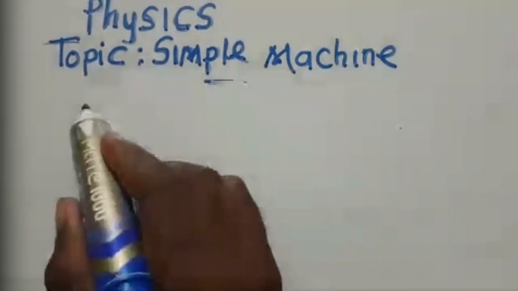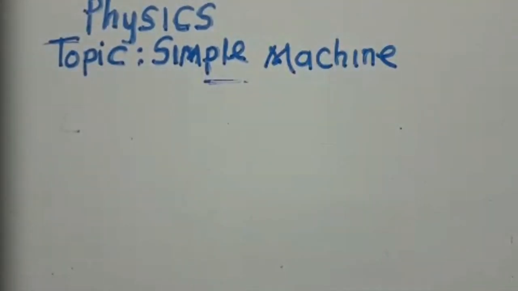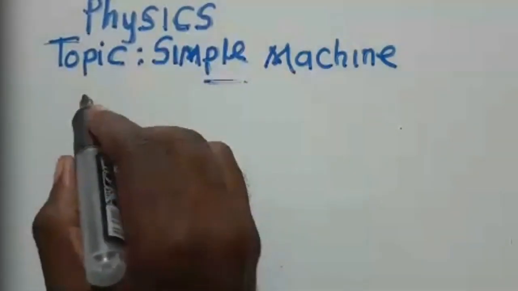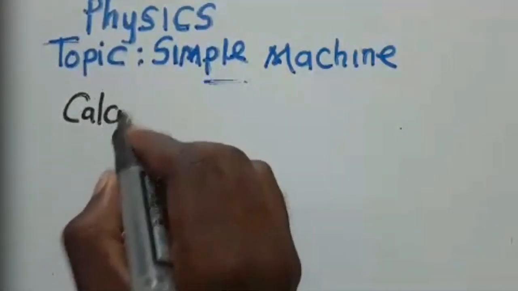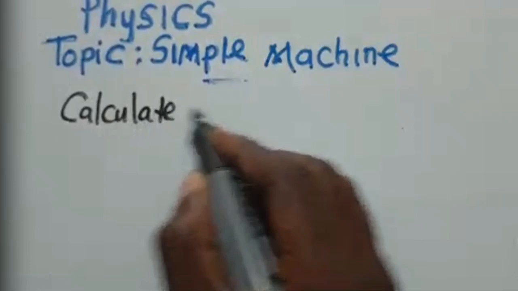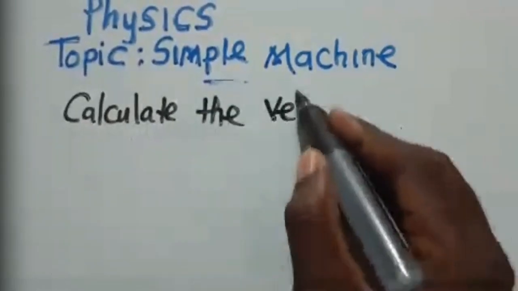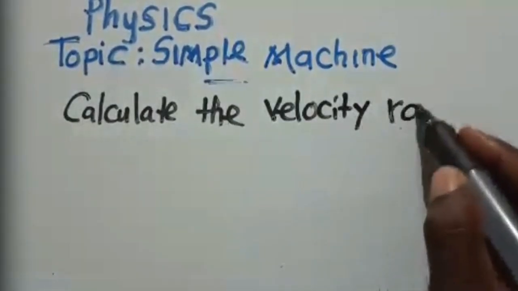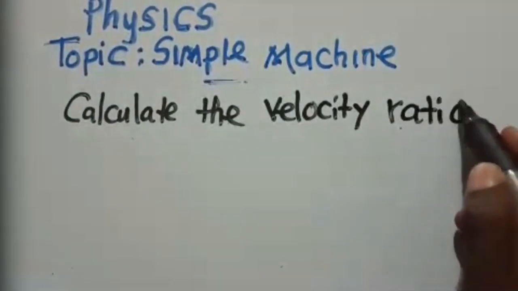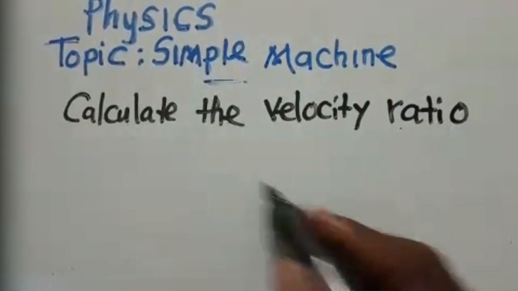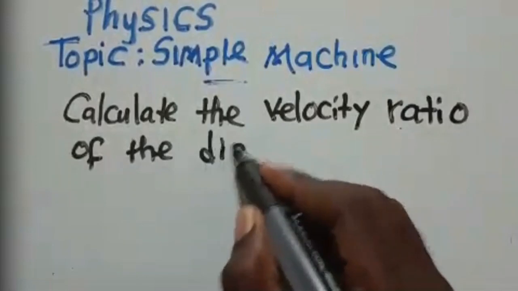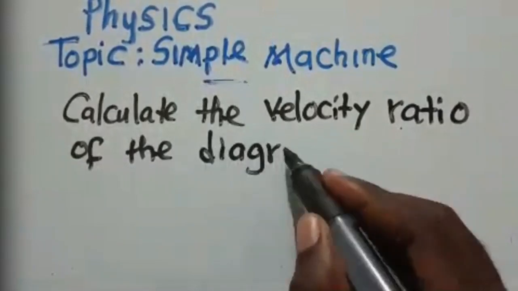So calculate. This is a question. I want you to write down this question. Calculate the velocity ratio of the diagrams below.